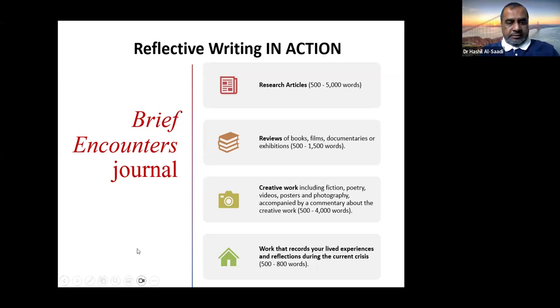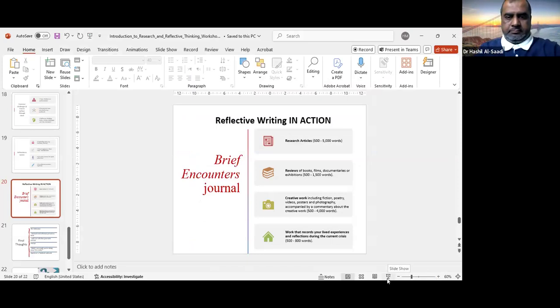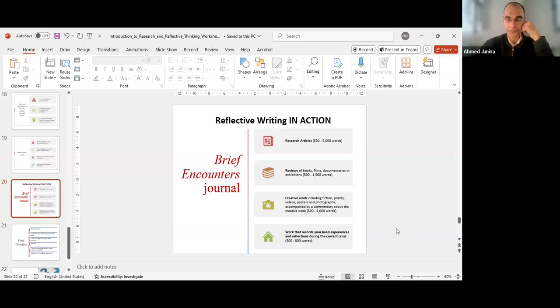Okay. Am I losing power on my move? Okay, just wait a minute. Just give me 1 second to end the show. It looks like my laptop is not charging. Just 1 second. Take your time, Dr. Hashil. It's connected to the charger, but for some reason it's not charging.